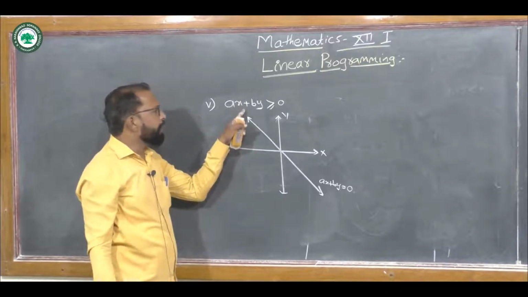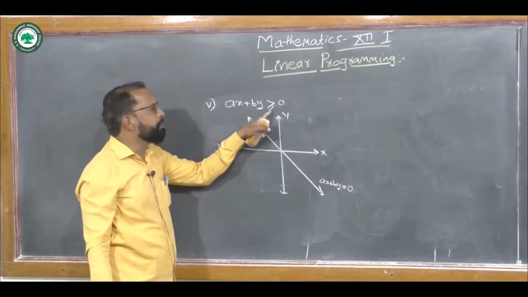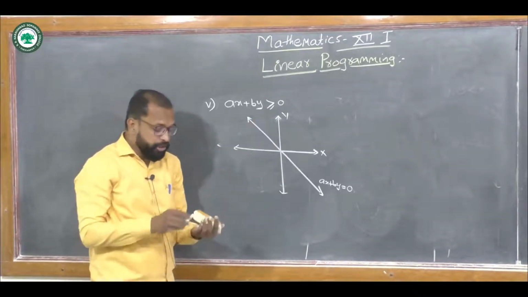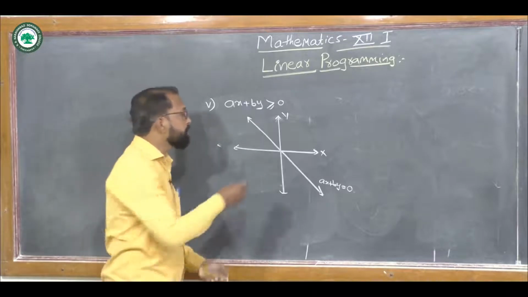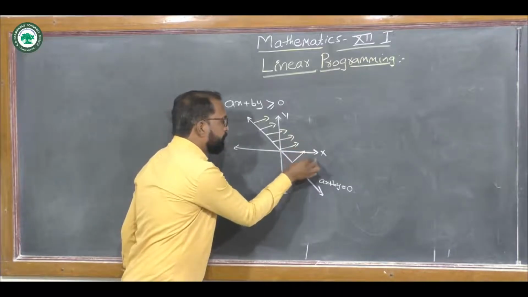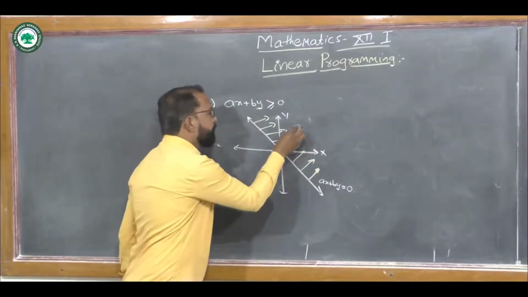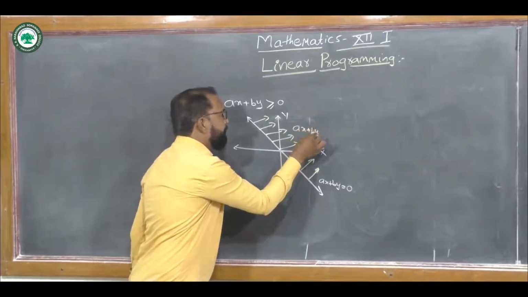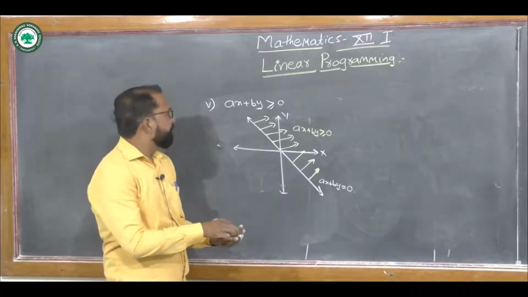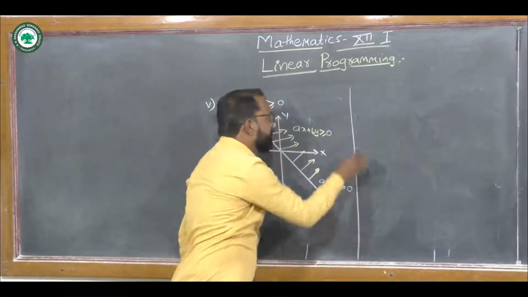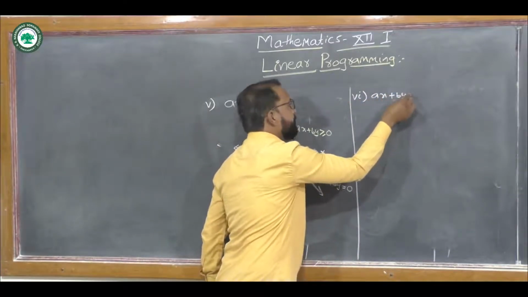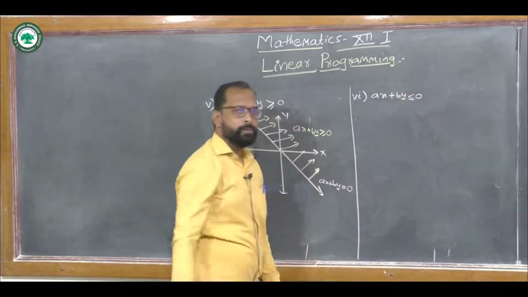Now we have to show the region for ax plus by greater than or equal to 0. So we consider the region above the line. This is the region for ax plus by is greater than or equal to 0. Now the next condition is ax plus by less than or equal to 0.